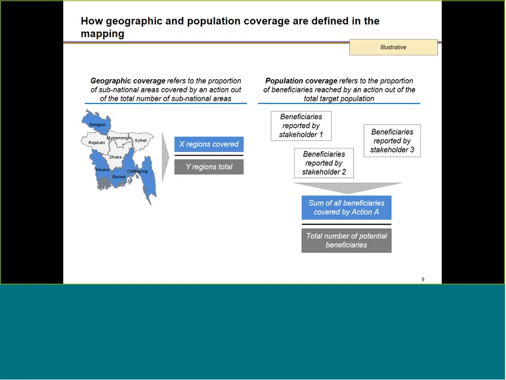We will be able to calculate the geographic coverage of districts in a particular region or of districts in the whole country. On the right side is the other type of coverage, which is population coverage. This coverage adds up all beneficiaries reported for a particular action across the different stakeholders that reported in order to come up with a total number of beneficiaries reached for a particular action. This number of beneficiaries is then divided by the total number of potential beneficiaries, or the total target group population. The total target group population value is determined by the most recent census and accompanying population projections for the year being mapped.